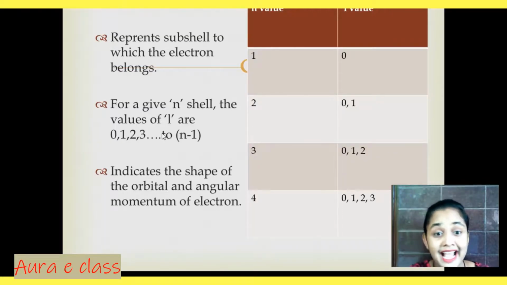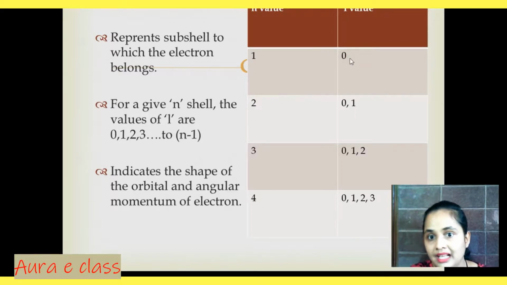If you can remember, the azimuthal quantum number is represented by the letter L. We have already learned how to calculate the principal quantum number. The principal quantum number is represented by N, and azimuthal is represented by L. Now how do we calculate L? This is the formula. For every N value, the L value ranges from 0 to N minus 1.